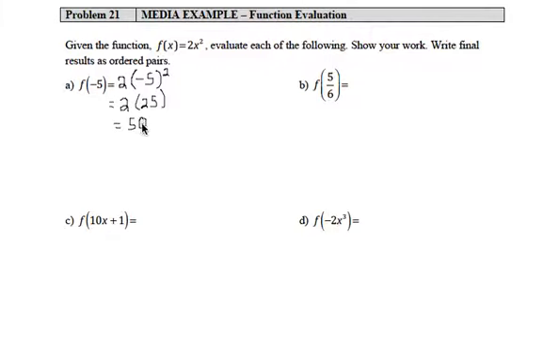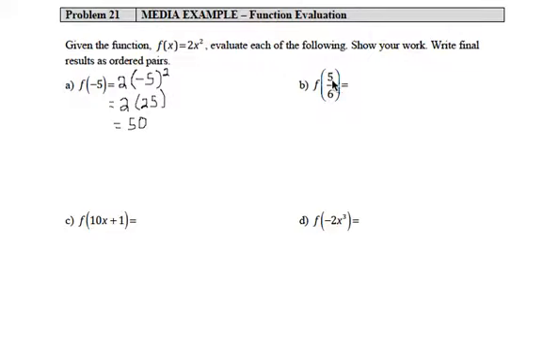And you can always check this on your calculator. Just be very careful when you're entering it on your calculator to put the parentheses in the right place, because your calculator will only tell you what you tell it. So it will only return to you the value that it computes based upon what you enter.